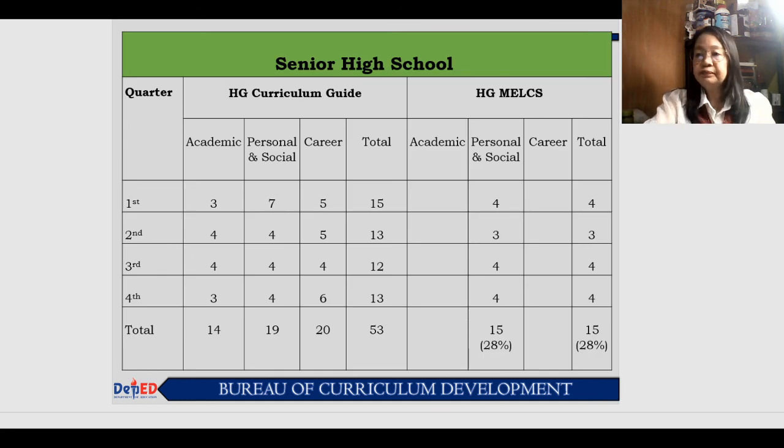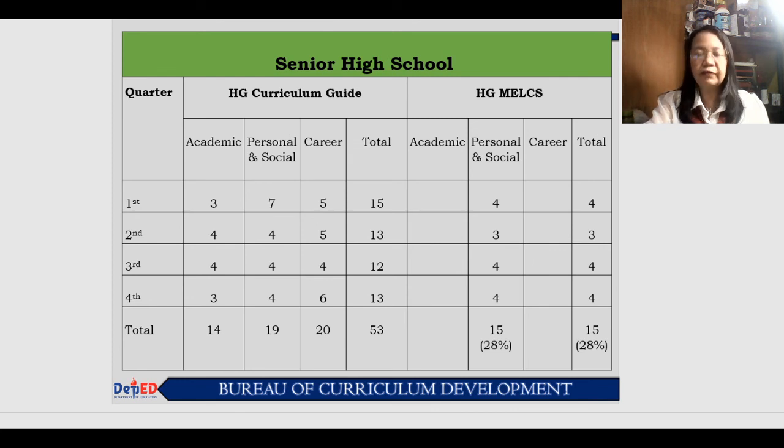So for this, as the table for the senior high school reveals, for the first quarter, the total number of learning competency from the curriculum guide are 15 and there are 4 MELCs. For the second quarter, the total number of LCs are 13 and there are 3 MELCs. For the third quarter, the total number of LCs are 12 and there are 4 MELCs. For the fourth quarter, there are 13 learning competency from the curriculum guide and there are 4 MELCs.